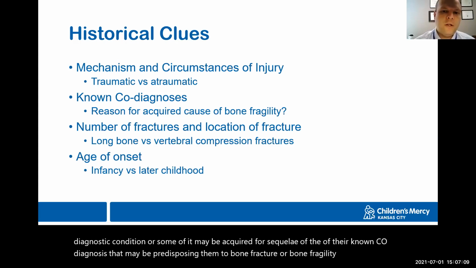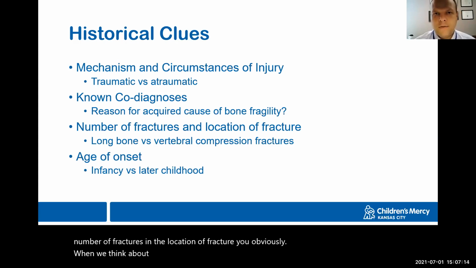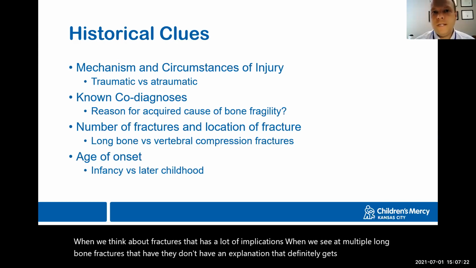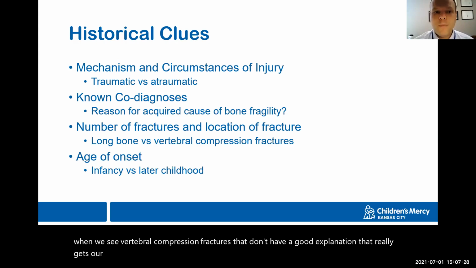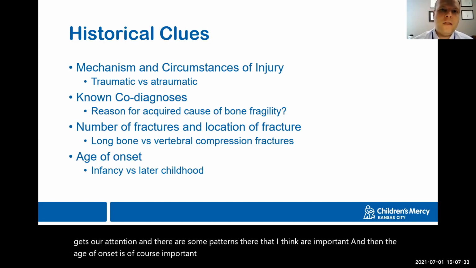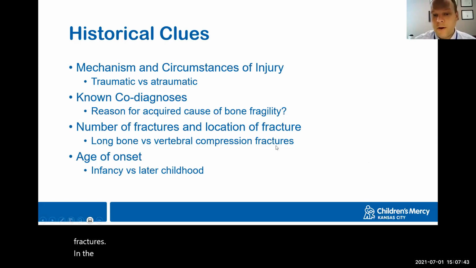And then the number of fractures and the location of fracture. Obviously, when we think about fractures, that has a lot of implications. When we see multiple long bone fractures that don't have an explanation, that definitely gets our attention. When we see vertebral compression fractures that don't have a good explanation, that really gets our attention. And there are some patterns there that I think are important. And then the age of onset is, of course, important as well, because I certainly think about multiple fractures in the infant a bit differently than I do multiple fractures in later childhood or multiple fractures in the adolescent.